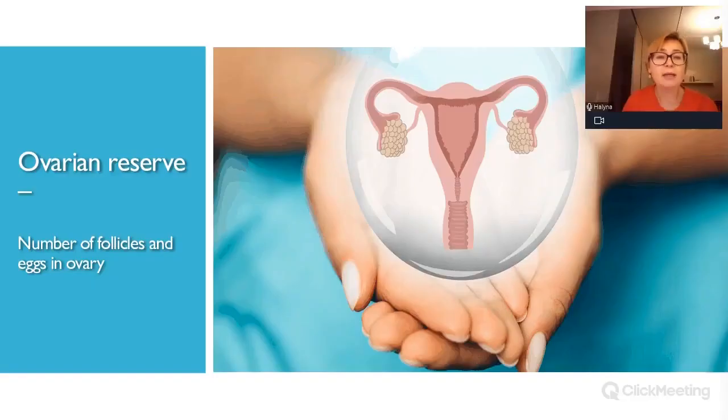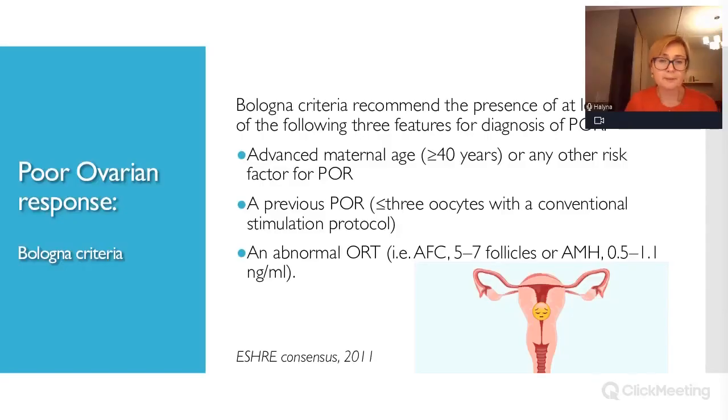So now let's talk a little bit about ovarian reserve testing and what we can do in such cases. What is ovarian reserve? This is the number of follicles and eggs in the ovary at the moment of testing. There is an official recommended criteria to say that a woman has a poor ovarian reserve.